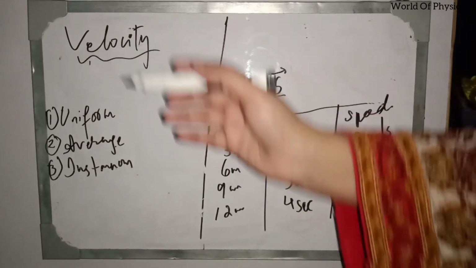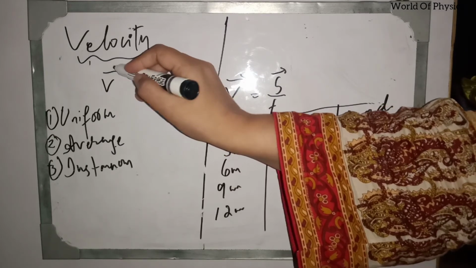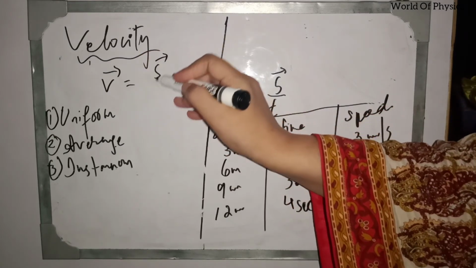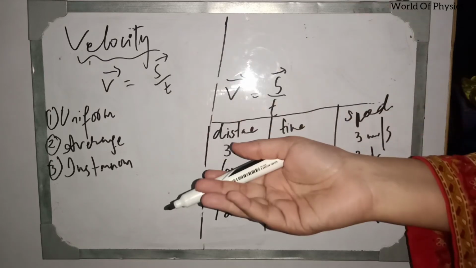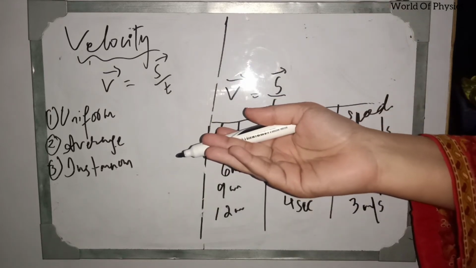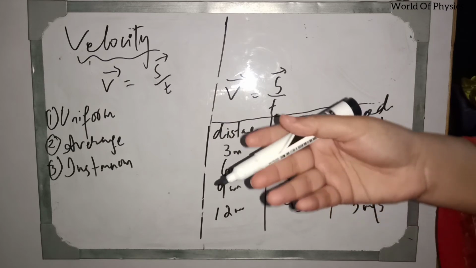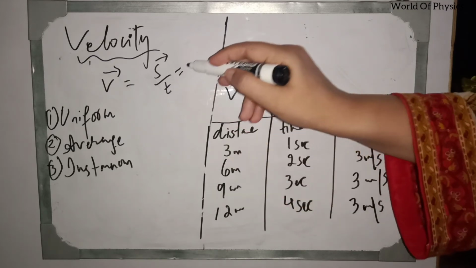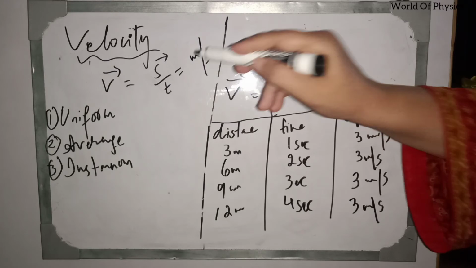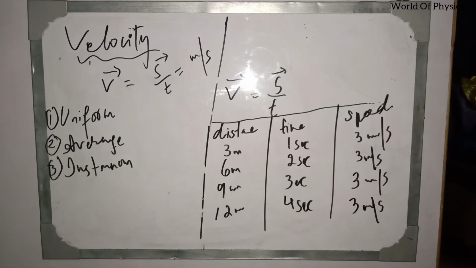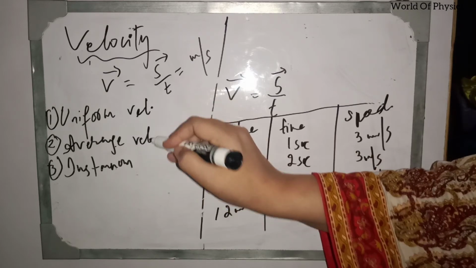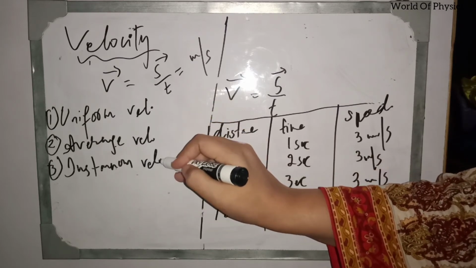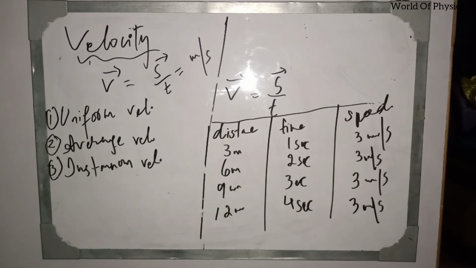So define all these terms. Velocity is defined as the rate of change of displacement, or displacement divided by time. Velocity is a vector quantity because it needs direction for its explanation, and its unit is the same as that of speed, which is meter per second. Now, uniform velocity, average velocity, and instantaneous velocity. We have to define all these terms.